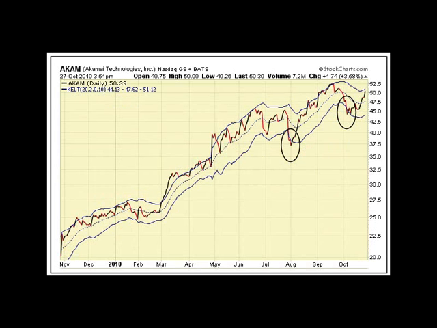Now here's another example of using the Keltner channels to help select our entry point. This is for Akamai stock, which is one of the cloud computing stocks. And you can see a few weeks ago, Akamai stock closed below the lower Keltner channel, and that set up a great buying opportunity for this stock. Akamai just reported earnings tonight, and they had a significant beat. So this stock will probably rally even further.